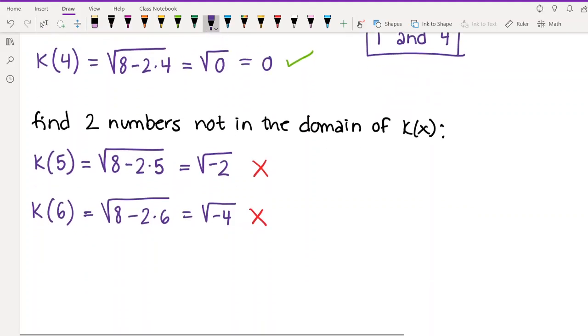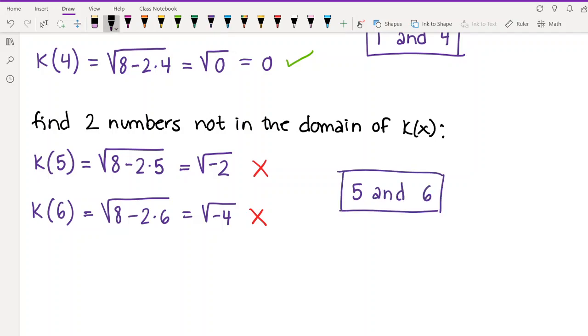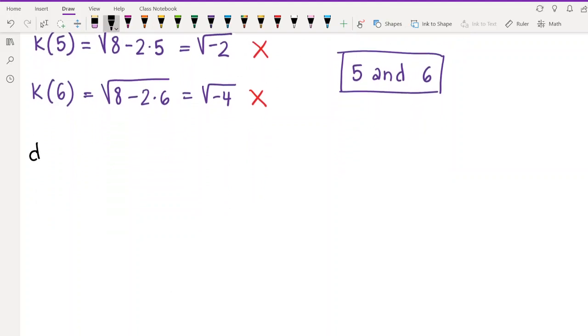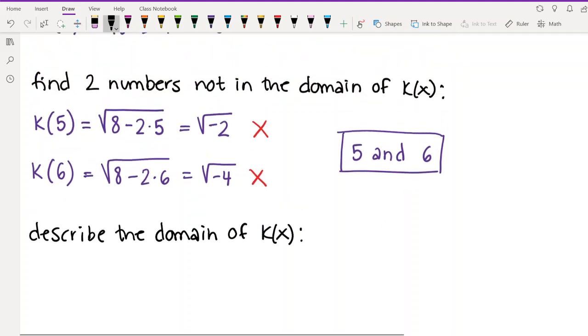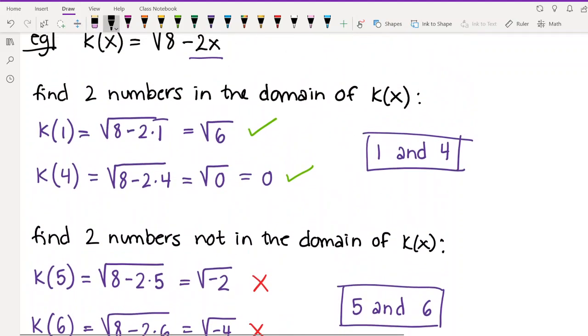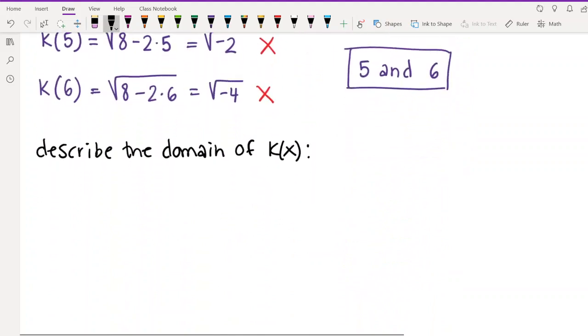And then we said that 5 and 6 were two numbers that were not in the domain. Okay, so now we can describe the domain based on our findings here. So basically going back to what we said in the first part, we said that any number that is less than or equal to 4 is going to work, right? Because that's going to guarantee that you get something positive.